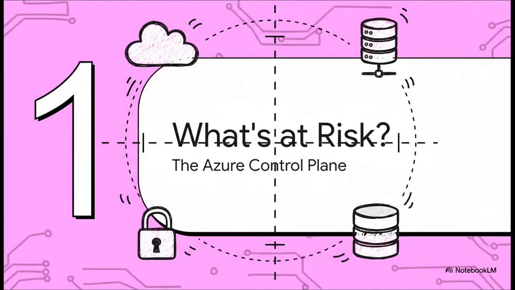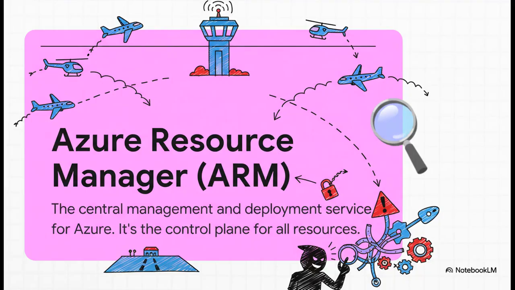So what exactly was in the crosshairs here? This is the scary part. We're not talking about a single virtual machine or a database. Nope. This vulnerability aimed right at the Azure control plane itself. The target was the Azure Resource Manager, or ARM, as you probably know it.